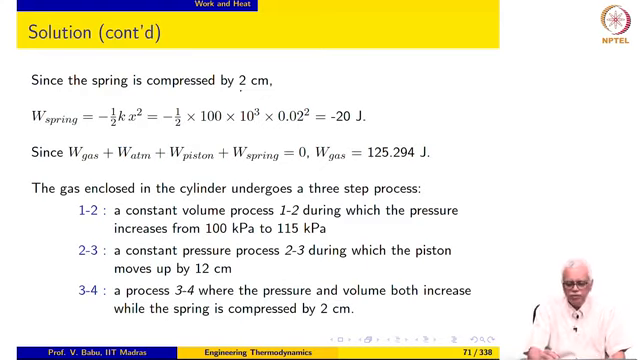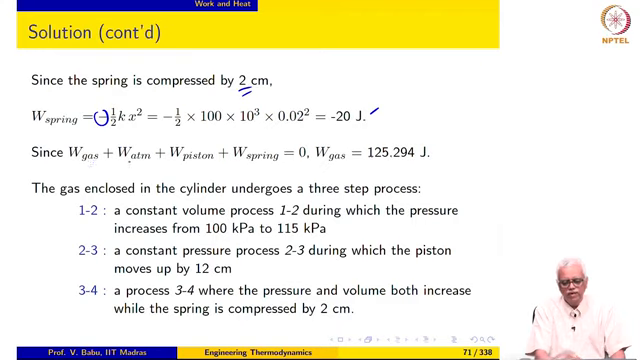Now, the spring is compressed by 2 centimeters, and you all know from your high school physics that when you compress a spring through an amount x, then the amount of energy that is stored in the spring is 1/2 kx square, which means the energy of the spring has been increased by an external agent by an amount of 1/2 kx square. So, the work interaction for the external agent is positive and the work interaction for the spring is negative. So, W spring is minus 1/2 kx square, which gives us minus 20 joules.